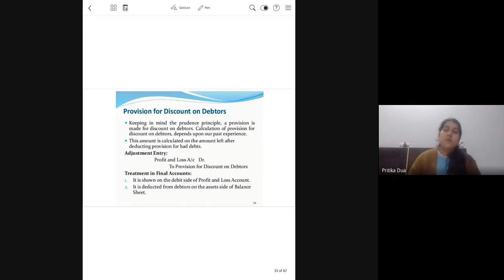debtors is provision for discount on debtors. Okay, now what does discount on debtors mean? That when the debtors are settling their debt, the amount outstanding in cash, the firm might give them some additional discount for that cash settlement.